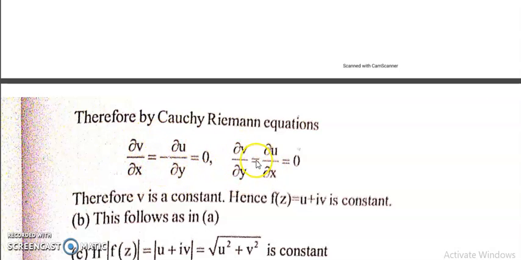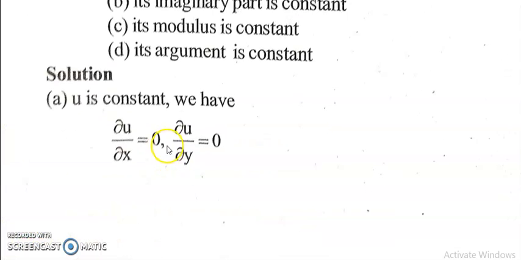Just the equation has been interchanged, that's all. You can write the equation as you have learned. ux equals vy, dou u by dou x is dou v by dou y, and uy is equal to minus vx. So dou u by dou y is minus dou v by dou x. This is nothing but the CR equation.